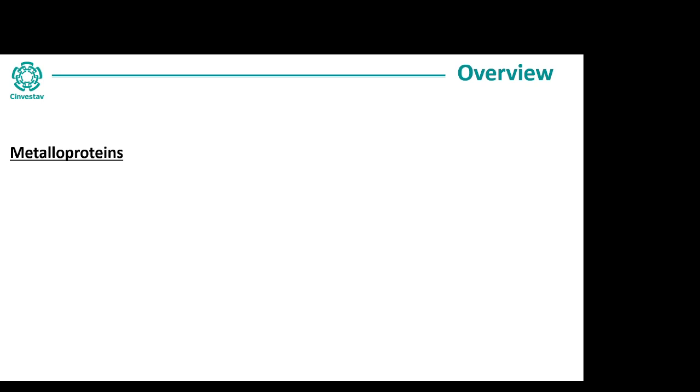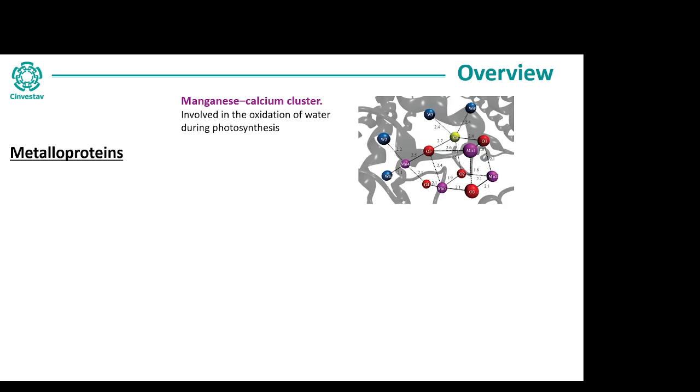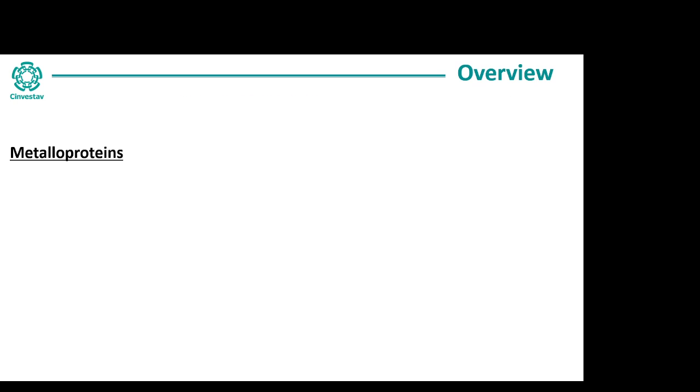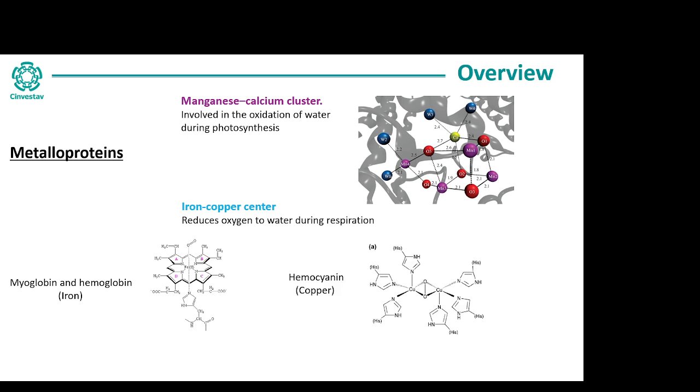Metals are involved in metalloproteins like the manganese calcium cluster. I'm pretty sure that you know this kind of metalloprotein. For example, this manganese calcium cluster is involved in the oxidation of water during photosynthesis, and it's nice to know that it has the form of a cube. Another example is the iron center, and you have iron in your blood. In fact, that's the reason that our blood is red. So the copper center is another example of how the metal is involved in a metalloprotein.